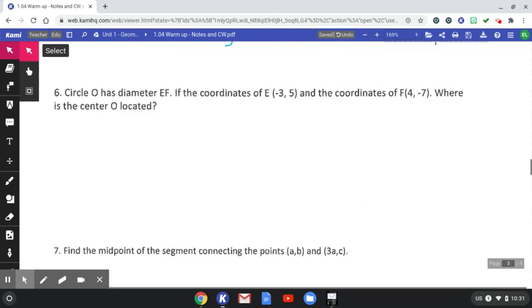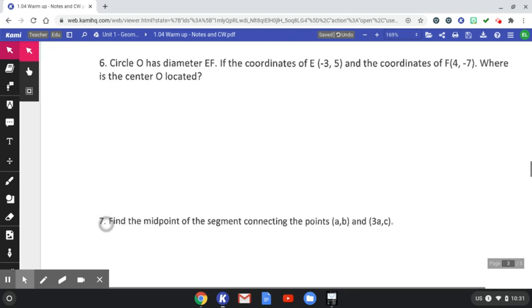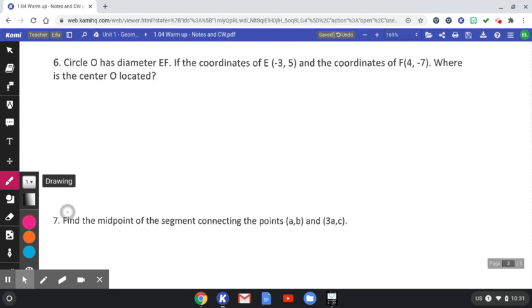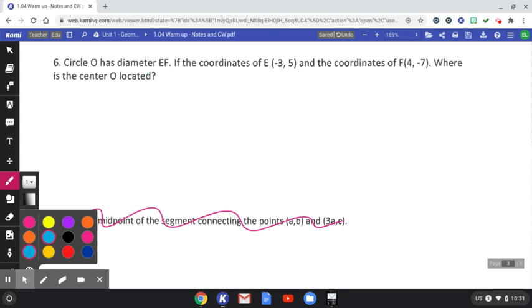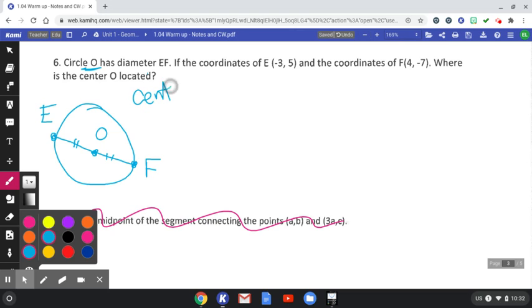Number 6, I'm going to kind of end with today. 7, we're not going to worry about. I might have even crossed that out in your packets. I don't remember. But looking at number 6, a circle O has diameter EF. So another shape we're going to look at this year is a circle. And we're going to draw in a diameter. So the diameter is from E to F. And how we name a circle O is its center. Now that center is the middle point on the diameter. So again, your center is the midpoint.